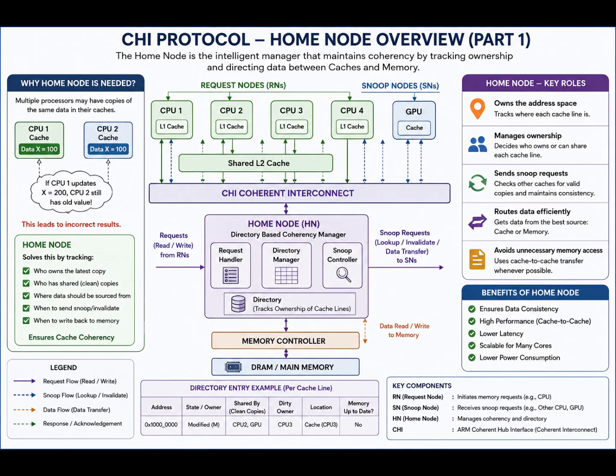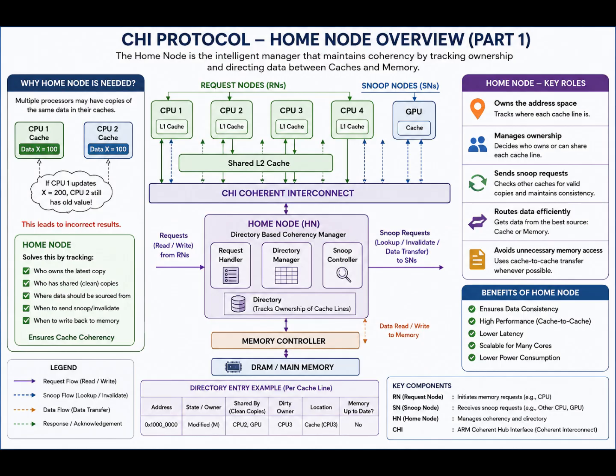The next component is a snoop node or SN. A snoop node is responsible for receiving snoop requests. Another processor may have a valid cache copy. The home node sends snoop messages to verify or invalidate that copy. Finally comes the home node itself. It sits in the middle and coordinates communication between request nodes, snoop nodes, and memory.